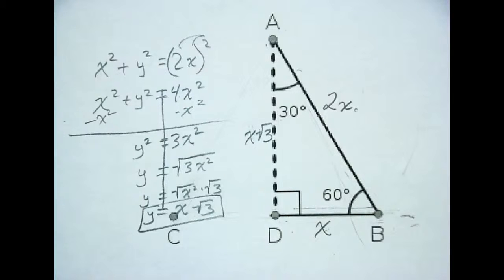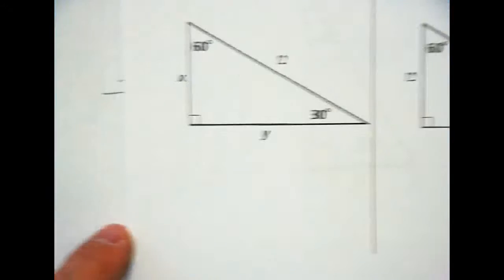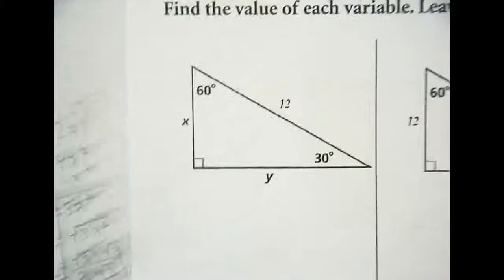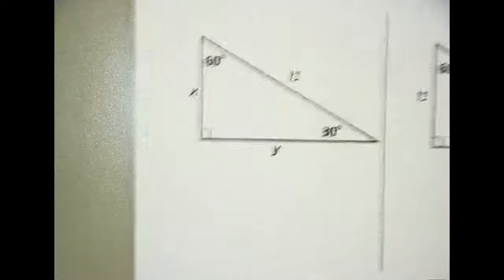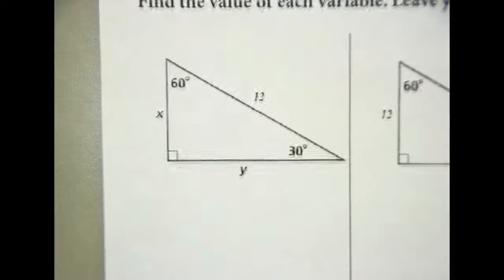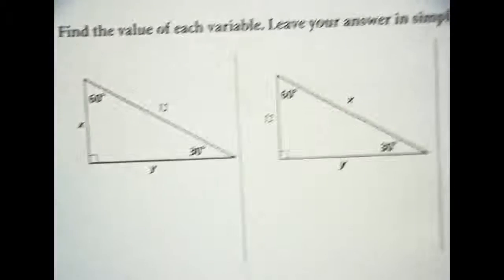Okay, so how would you find the values if they gave you a value that's not x? Like if they gave you y. Can we progress through that? I have a progression that I wanted to take. I have that one, and then that one, and then that one, which will hopefully walk you through it. Okay? So, find the value of each variable. Leave your answer in simplest radical form.